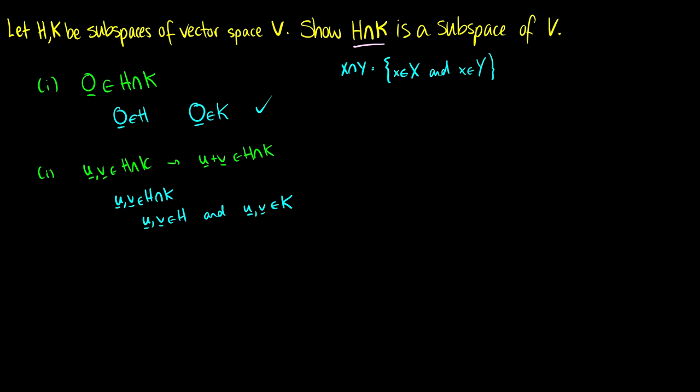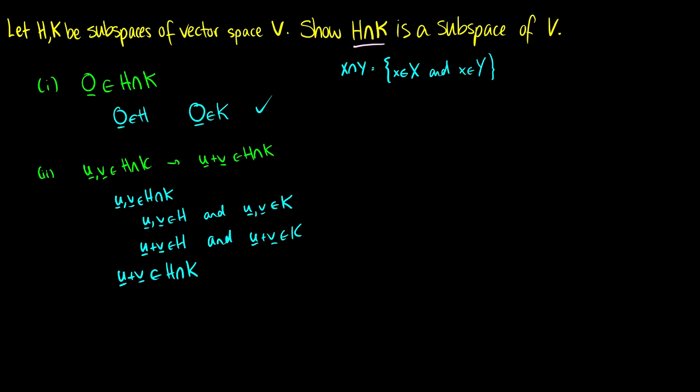And because H and K are subspaces, if u is in H and v is in H, then we know that u plus v is going to be in H. And if u and v are in K, then u plus v is going to be in K. Therefore, u plus v is in H and u plus v is in K, so we're going to get u plus v is in the intersection of H and K. That's condition number 2.